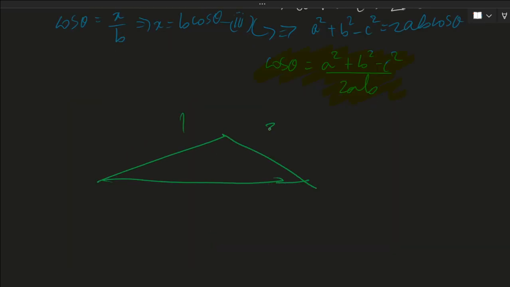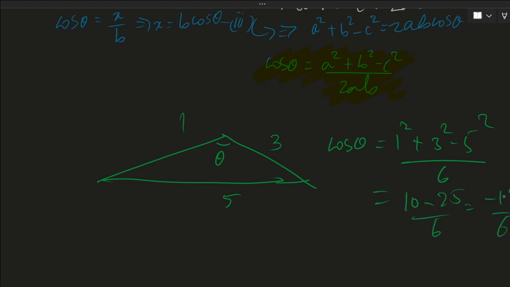Suppose the sides are 1, 3, 5. I can pretty much find out this angle. I'll get cos theta is 1 squared plus 3 squared minus 5 squared by 6, which is just 10 minus 25 by 6. It's minus 15 by 6, that's just minus 5 by 2.